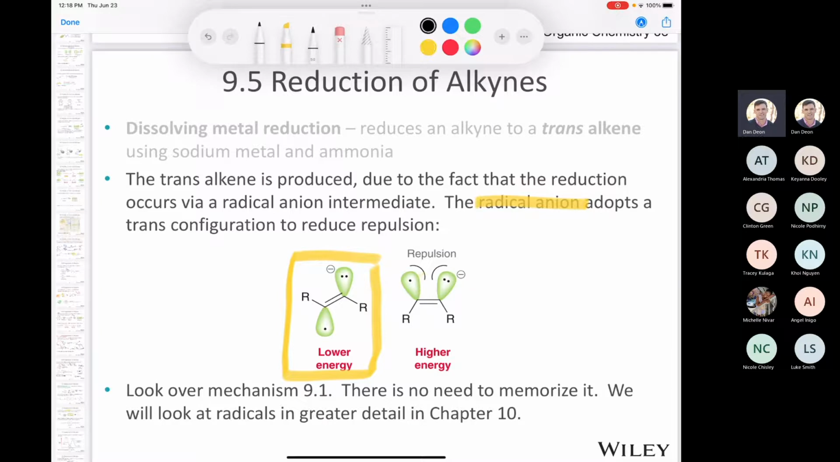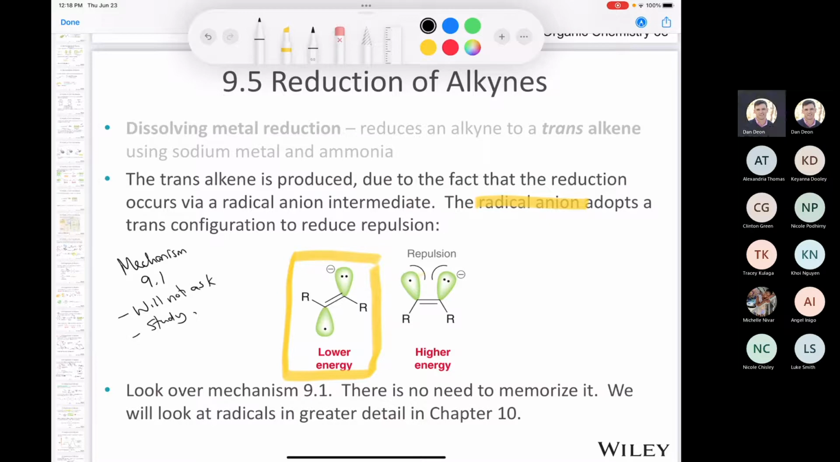I'll just write it down here. Mechanism 9.1. And I'm going to write here, will not ask, but study anyhow. It would be a good idea to look at it. And if you're asking me, well, why would you tell me to study it if you're not going to ask it? Because it will provide the rationale for the formation of the trans alkene.